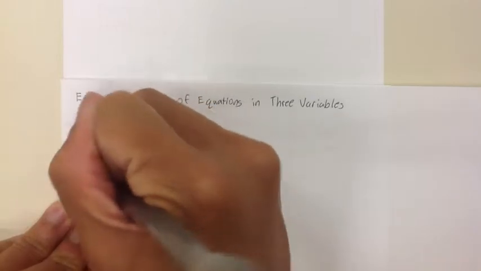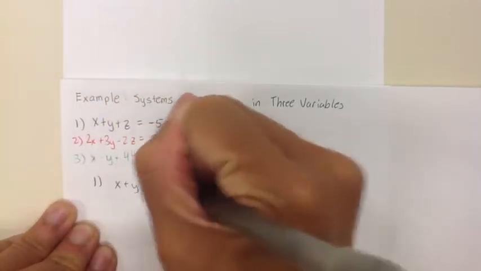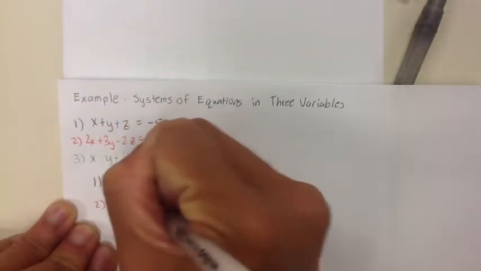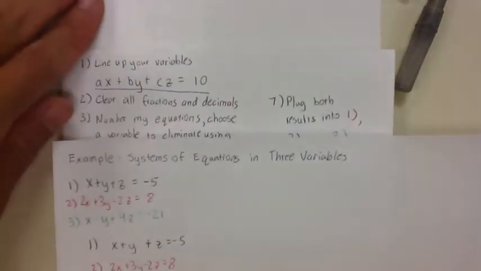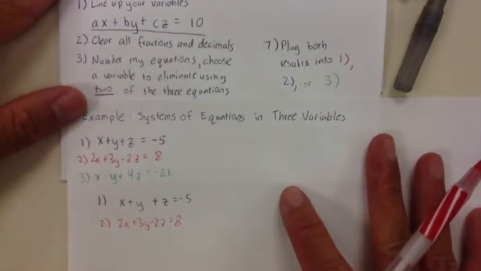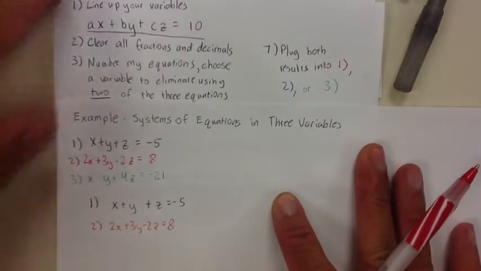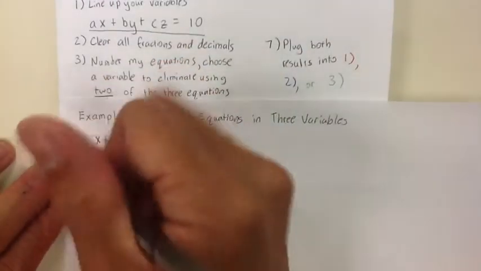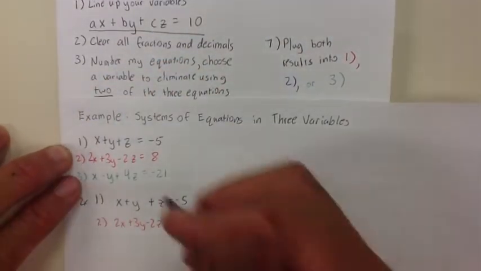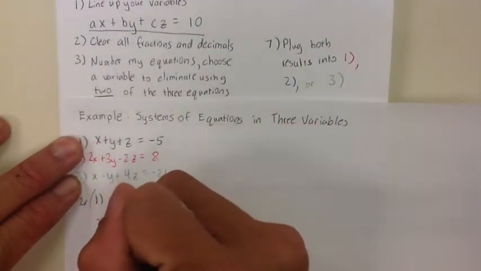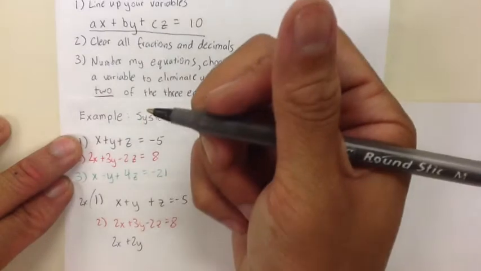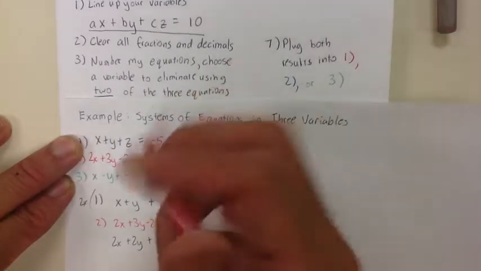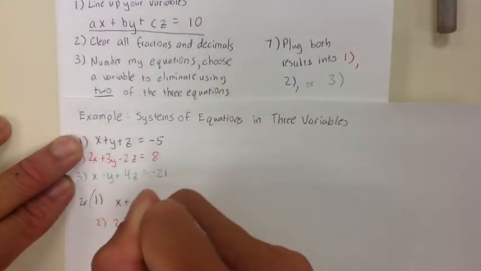So I'm going to take equation 1, which is x plus y plus z equals negative 5, and then take equation 2, which is 2x plus 3y minus 2z equals 8. So based on my list, I am on number 3. Numbering my equations, choose to eliminate z from 2 of my 3 equations. In order to do that, I have to multiply the first one times 2. So if I multiply that first one times 2, I get 2x plus 2y plus 2z equals negative 10. And my second equation is just going to stay the same there.